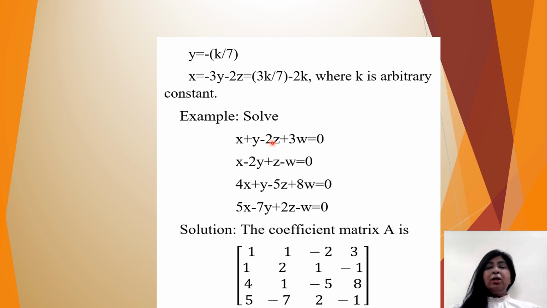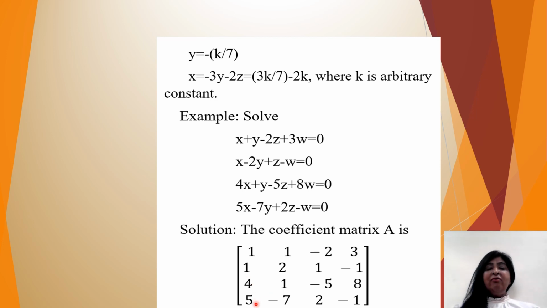Now the next question is, solve x plus y minus 2z plus 3w is equal to 0. You can see that it is a homogeneous system of equations. So for the coefficient matrix, you just have to write the coefficients of x, y, z and w. What you will get is 1, 1, minus 2, 3, 1, minus 2, 1, minus 1, 4, 1, minus 5, 8, 5, minus 7, 2 and minus 1. So it becomes the coefficient matrix.